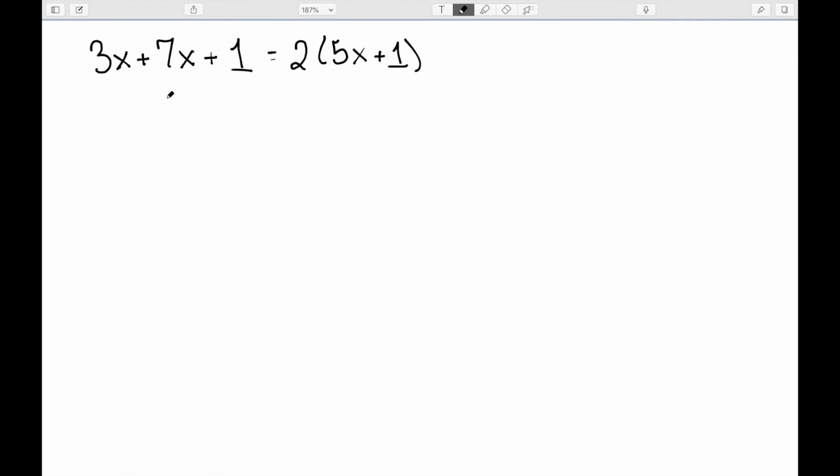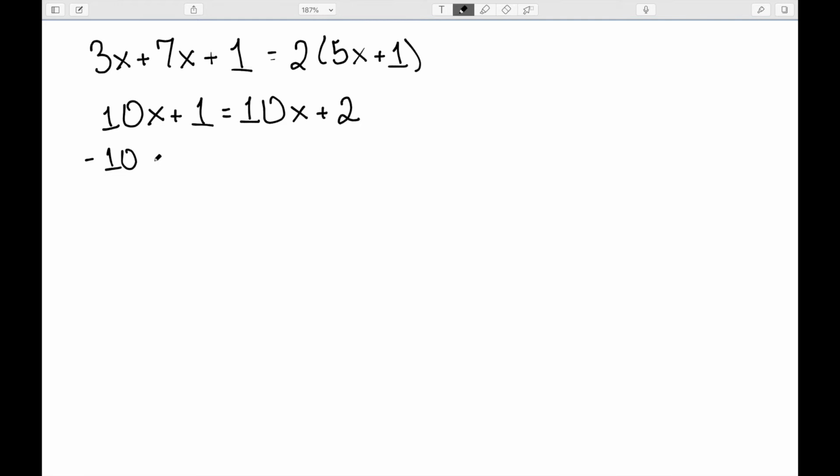Here we have 3x + 7x + 1 is equal to 2(5x + 1). On the left-hand side, we can simplify: 3x plus 7x is 10x, plus 1. On the right-hand side, we can distribute: 2 times 5x is 10x. 2 times 1 is 2.